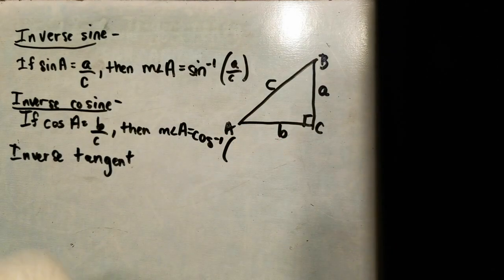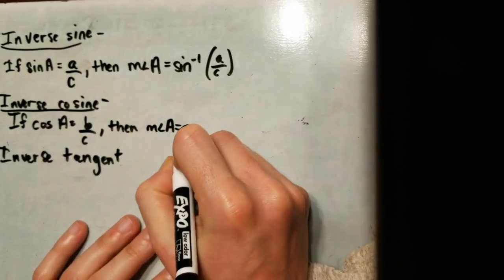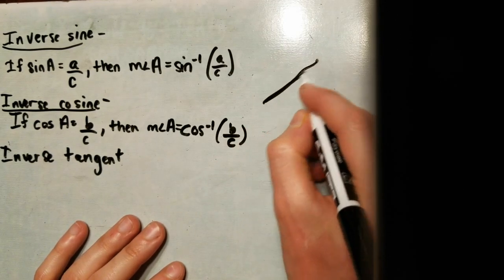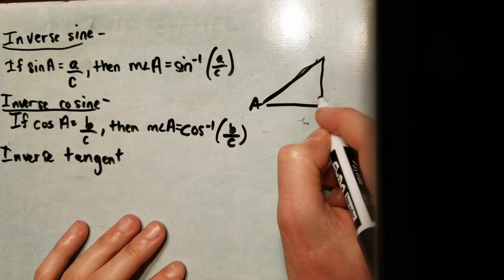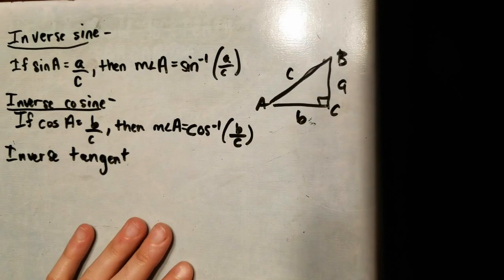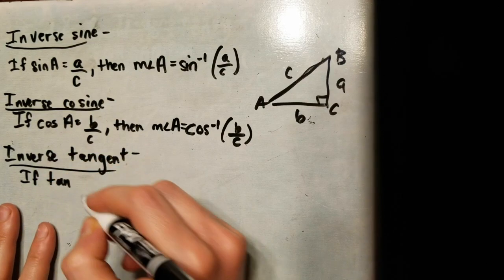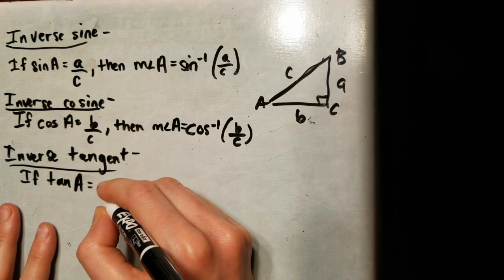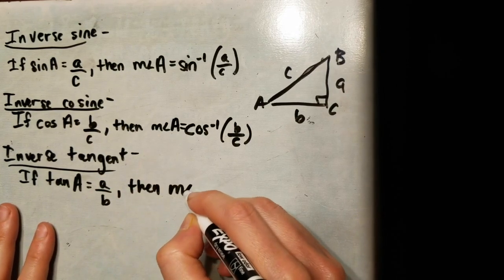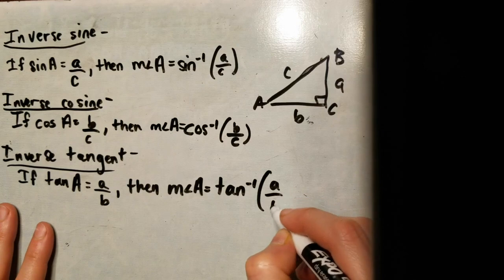Ran out of space there. I'm going to move my picture over here. Inverse cosine B over C. And then the last is inverse tangent. If tangent of A equals A over B, then the measure of angle A is going to equal the inverse tangent of A over B.